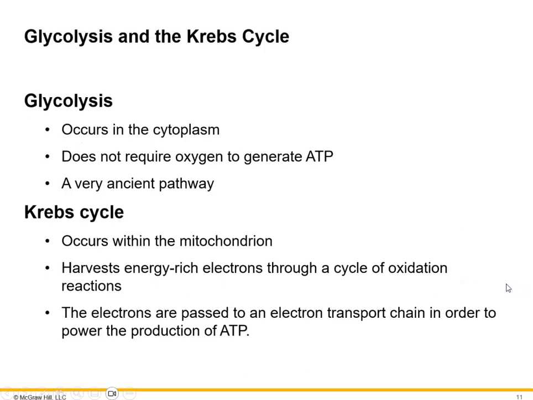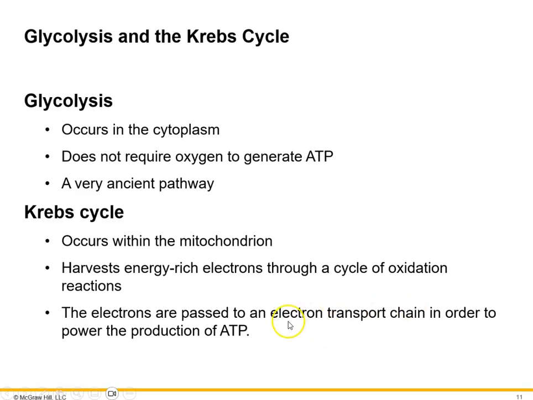So in glycolysis and the Krebs cycle, quick summary before we go further. Remember, glycolysis is in the cytoplasm. It does not require any oxygen to make ATP, and it's a very ancient pathway for lots of organisms. The Krebs cycle occurs within the mitochondria. It harvests energy-rich electrons through oxidation reactions, and the electrons are going to be passed to the electron transport chain in order to power ATP production.